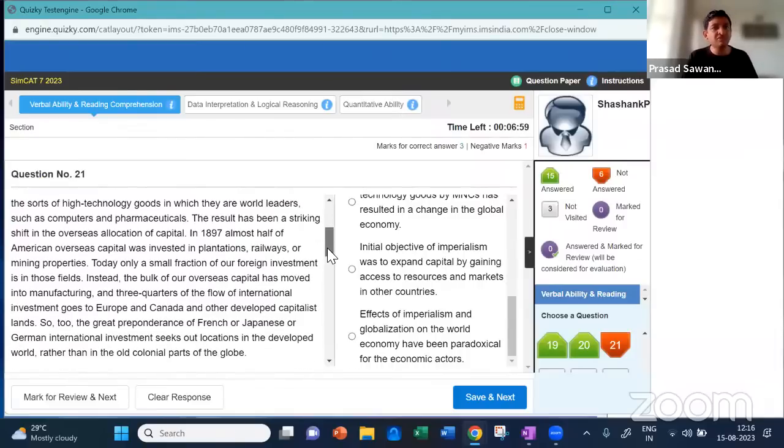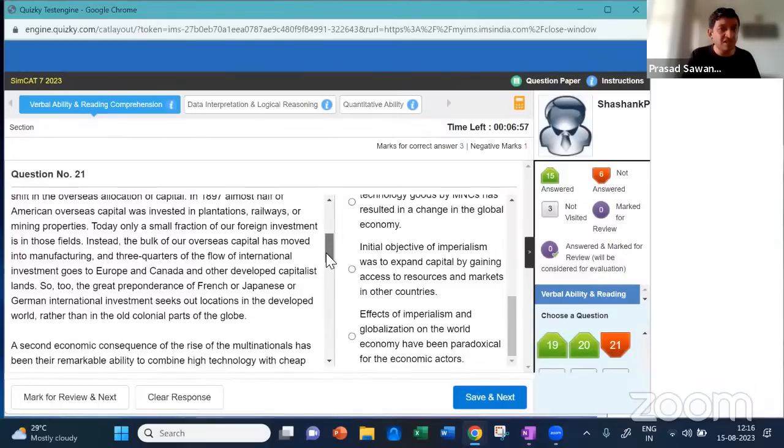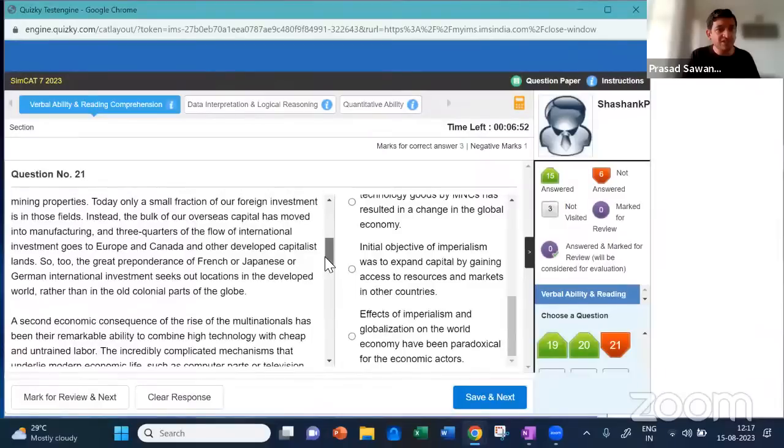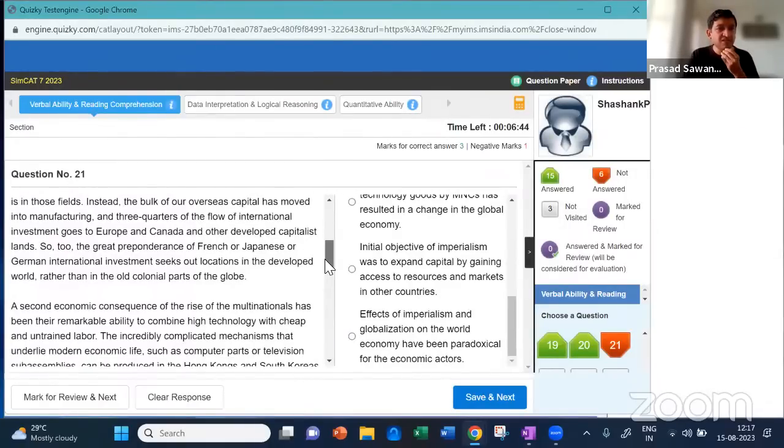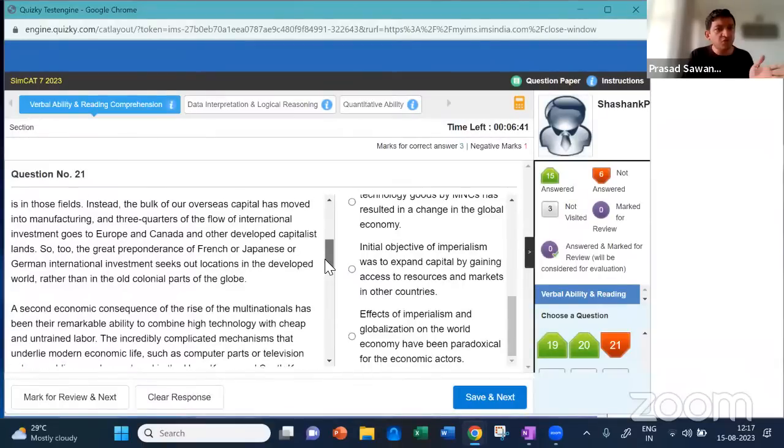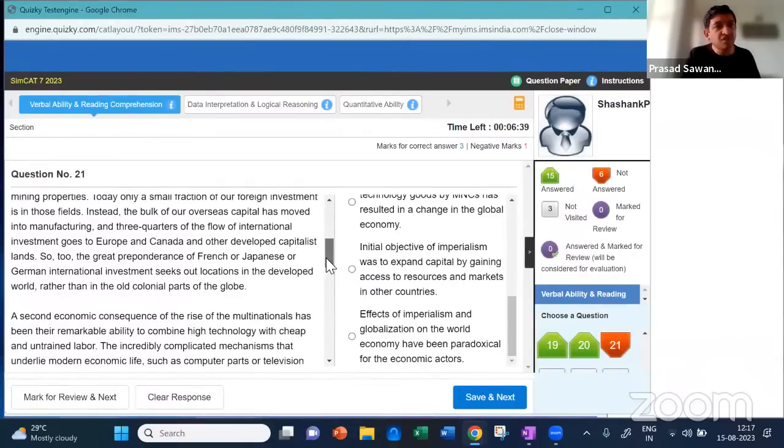1897, half of them was invested in plantations, railways, or mining properties. Today, it's less in those fields. Instead, it has moved to manufacturing. Okay. Those were core sectors. This is manufacturing. 3/4 of the flow of international capital goes to Europe and Canada and other developed capitalist lands. Achha, I thought it would come more to India and China, but okay, fair enough.